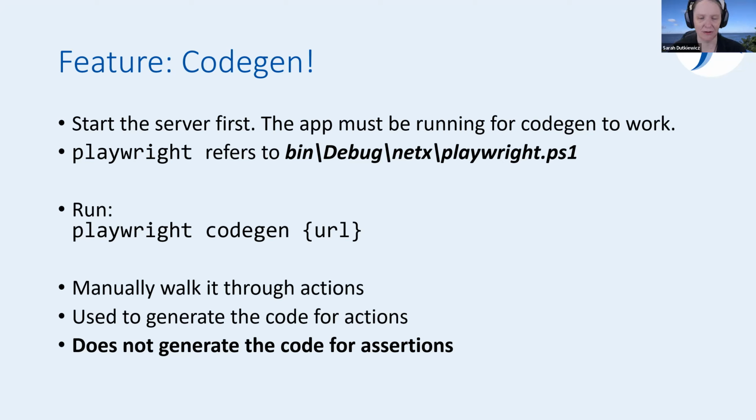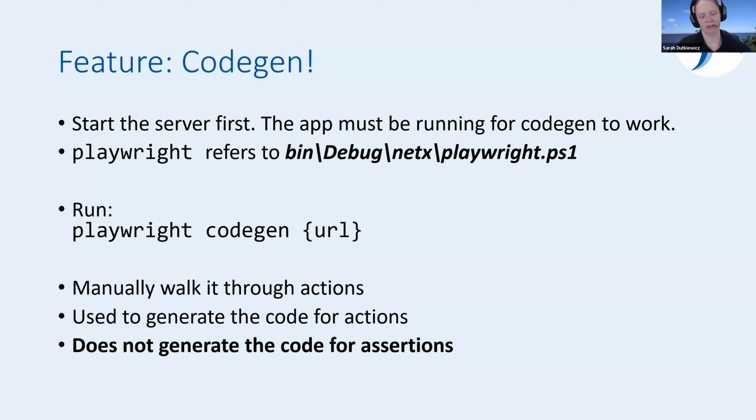On how do we work with code generation? Basically, you're going to call that Playwright PowerShell script, pass it Codegen, and then you can also pass it a URL. I say URL optionally because you can just run Playwright Codegen and it'll open a browser, and we'll show you what that looks like as well.